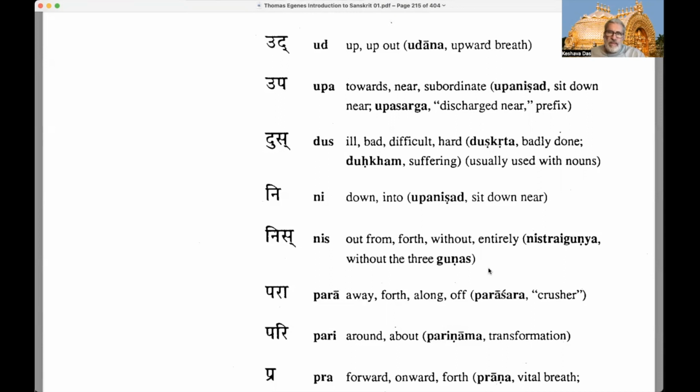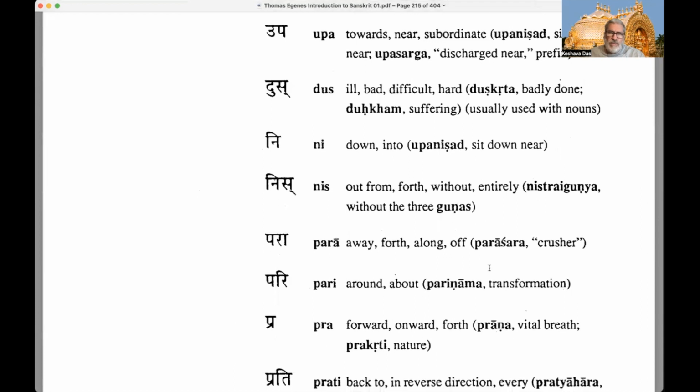So upa meaning towards, near, or subordinate. Upasarga, discharged near. It's the prefix, right? Discharged, upasarga. Sarga usually means creation. So upasarga meaning towards creation or near creation, subordinate to creation. Discharged near is what he says it means.